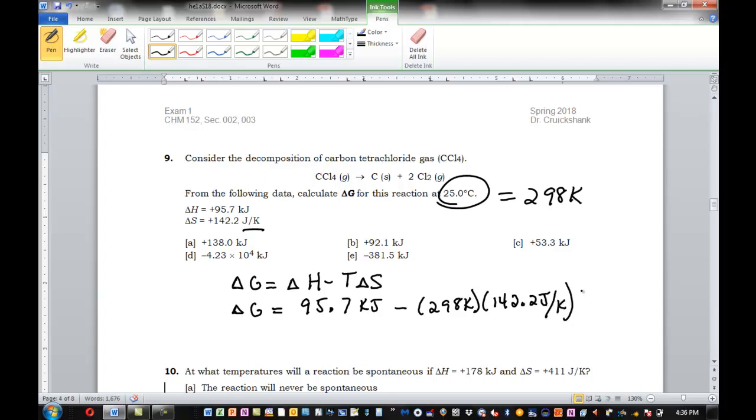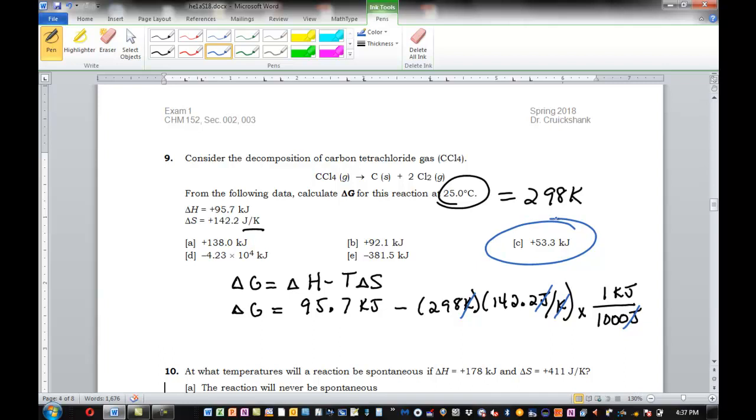You might be good with conversions and say, right away, I need to divide that by 1,000. But maybe you'll need to write out that we want to get to kilojoules. Kilo means 1,000. Joules will now cancel, and now we have kilojoules. Kelvin cancels as well. Kilojoules minus kilojoules. Now we're good to go. Let me punch this into my calculator. 298 times 142.2 divided by 1,000. You should get about 42.4 or so, but we're subtracting that from 95.7, and that looks like it's going to give us a positive 53.3.